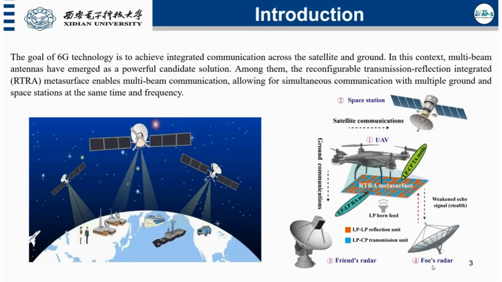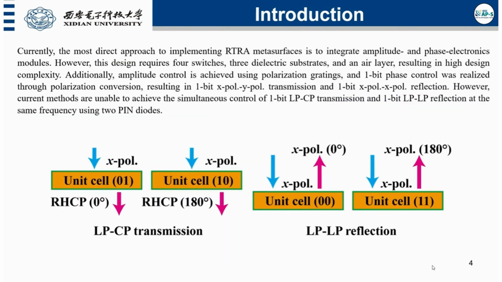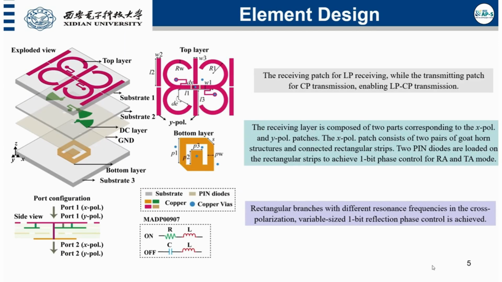The vision of 6G technology is to integrate satellite and ground communications seamlessly. To achieve this, we've turned to reconfigurable transmission-reflection integrated metasurfaces, which enable multi-beam communication. A key requirement is the ability to switch between linearly polarized and circularly polarized beams for ground and satellite communications, respectively. Now, let's discuss the meta-atom design.